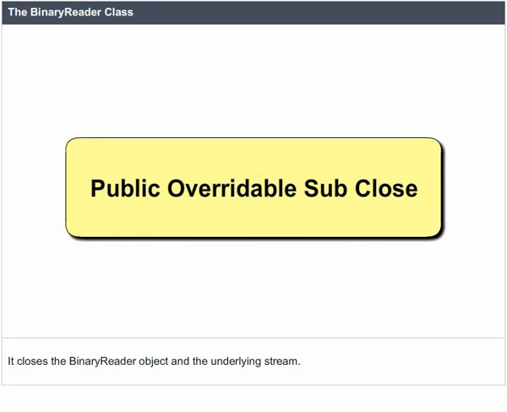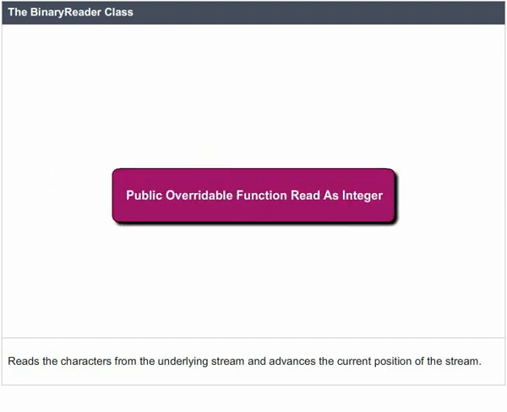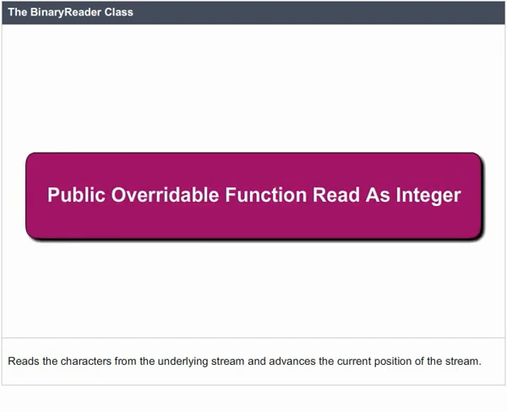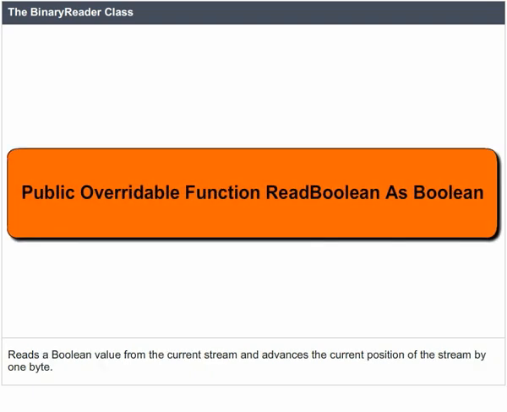Public Overridable Sub Close. It closes the BinaryReader object and the underlying stream. Public Overridable Function Read As Integer reads the characters from the underlying stream and advances the current position of the stream. Public Overridable Function ReadBoolean As Boolean reads the Boolean value from the current stream and advances the current position of the stream by 1 byte.